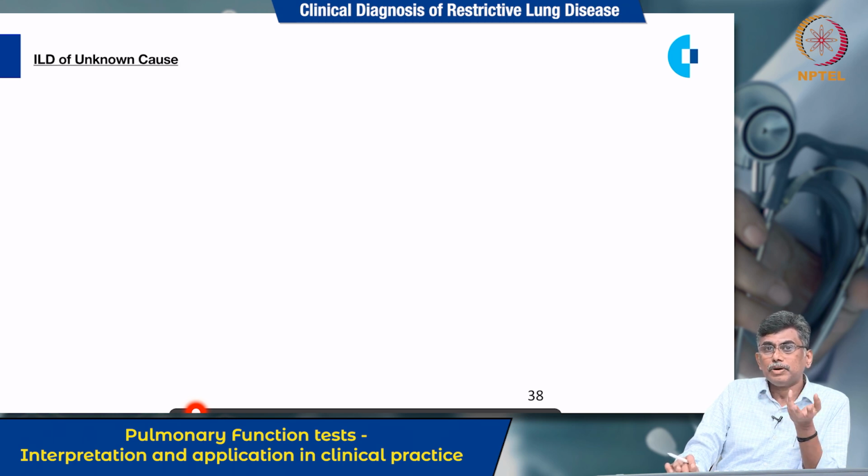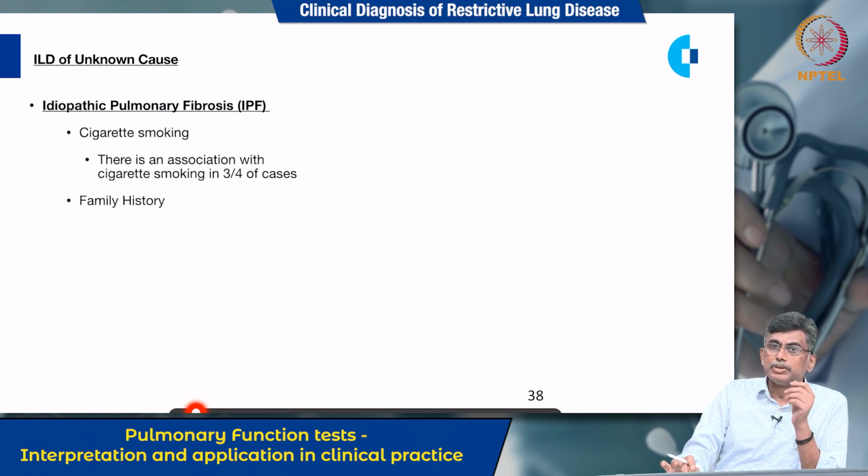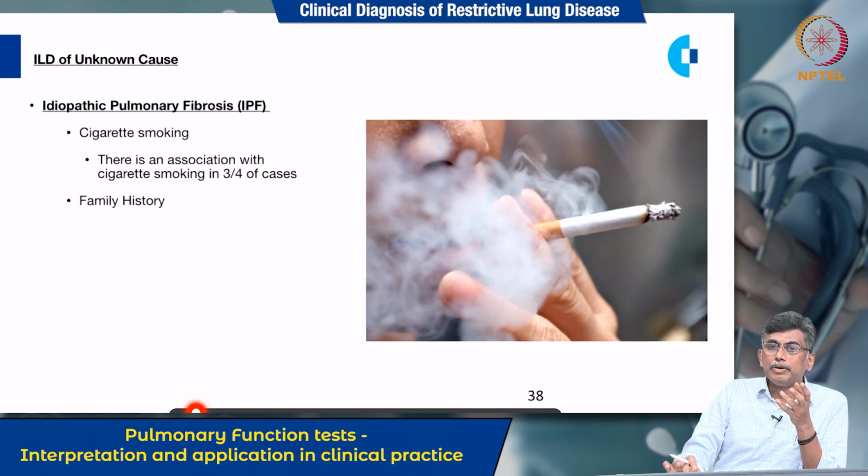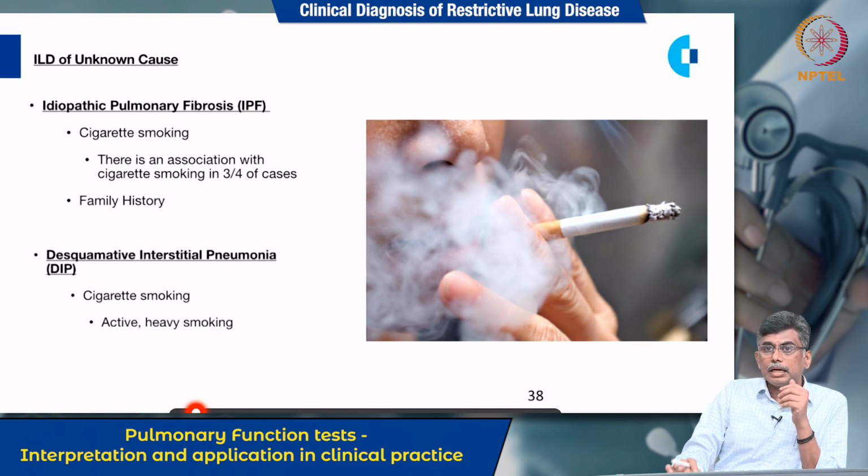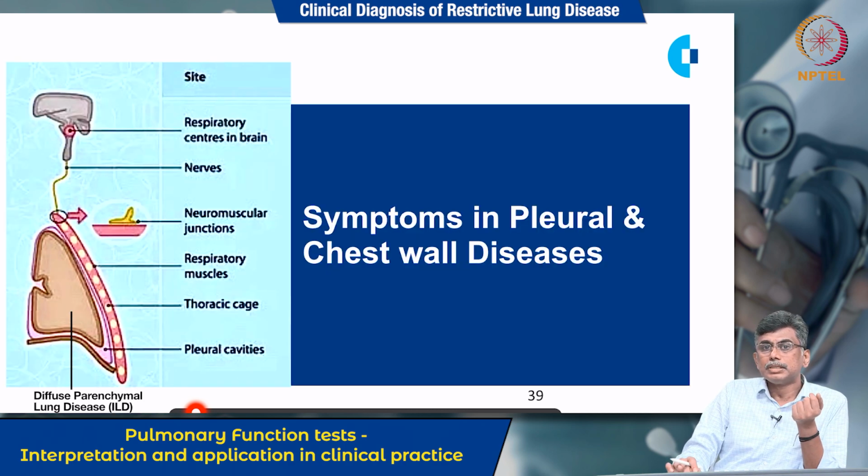Now for ILD of unknown cause, it is found that idiopathic pulmonary fibrosis is the common, and there is a strong association with smoking. And as I told you, it occurs in 5th to 6th decade of life, mostly in males, and there is a strong family history also. And second, a similar idiopathic interstitial pneumonia is desquamative interstitial pneumonia, DIP. It also occurs commonly in active heavy smokers. So this is the history we ask for a diffuse parenchymal lung disease or ILD.